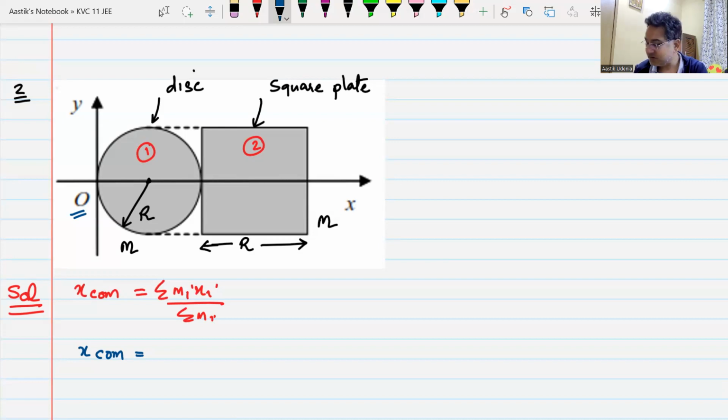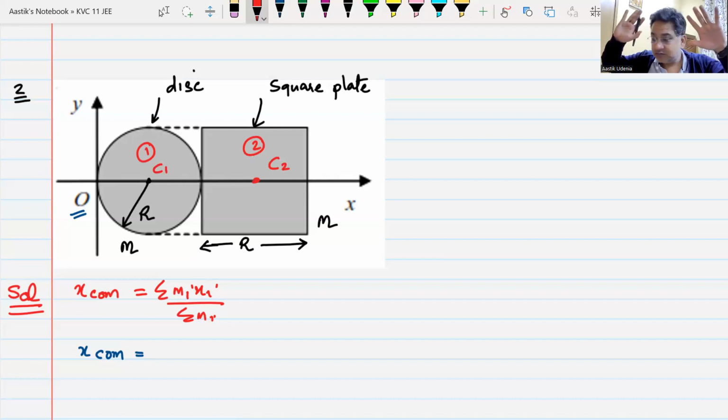Which universe are you living in? This is a disk. Where is the center of the disk? Center of the disk is at the center, bhai. This is the center of mass here. I hope we are in the same universe, where the disk's center of mass is at the center. Do we understand this or not?